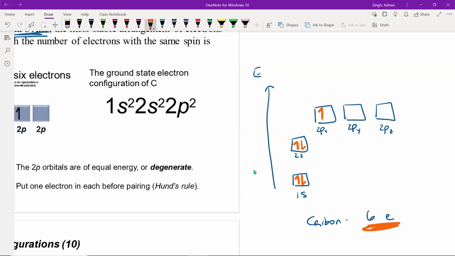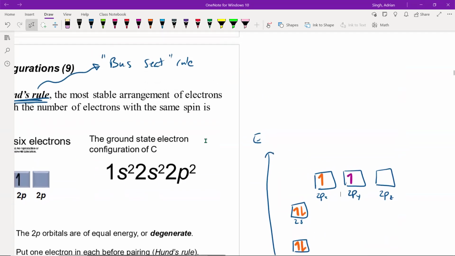You may be tempted to say, I'm going to put that electron here, right next to it, because I want to pair it up. And that's a very rational thing to do. However, according to Hund's rule, we actually need to put that electron into the next 2p orbital. We don't want to pair it up if there is space to put that electron in an orbital on its own.